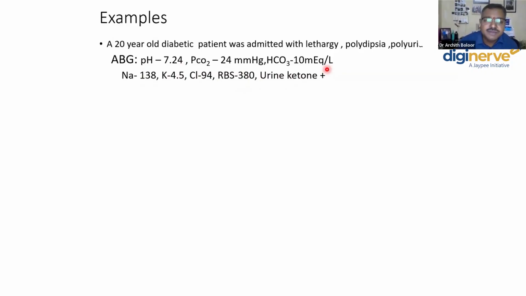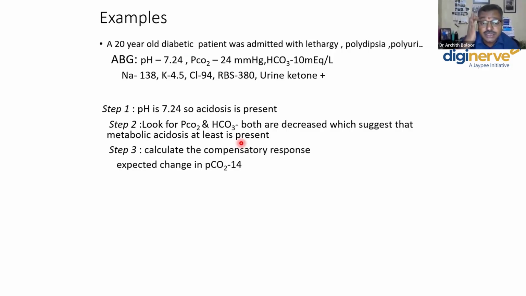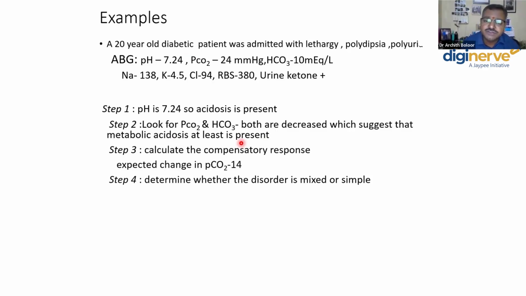But is it confirming our diagnosis? The pH is 7.24, so acidosis is present. That's the first step. Look at the PCO2 and HCO3. Both are decreased, which suggests a metabolic acidosis. So you know metabolic acidosis is present, and you calculate the compensating response. Here the expected change in the PCO2 is 14, and that is almost what has happened. From around 40, it has come down to about 36 to 45.